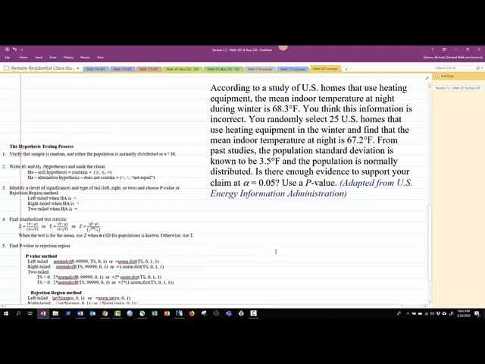Let's do the next one. According to a study of U.S. homes that use heating equipment, the mean indoor temperature at night is 68.3 degrees Fahrenheit. You don't think this is right. So you randomly select 25 U.S. homes that use heating equipment in the winter, and find that the mean indoor temperature at night is 67.2. From past studies, the population standard deviation, see, they give us the population one, is 3.5 degrees Fahrenheit. And this time they're telling us it's normally distributed. They have to tell us it's normal because the sample size is less than 30, right? All right, is there enough evidence to support your claim at alpha equals 0.05?